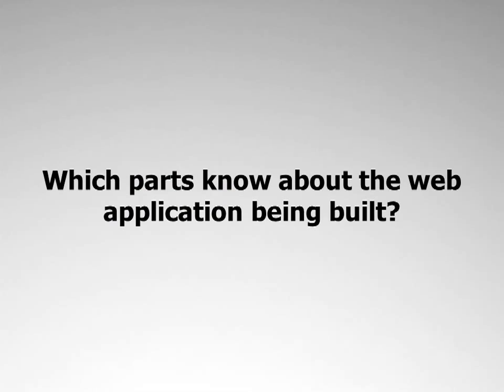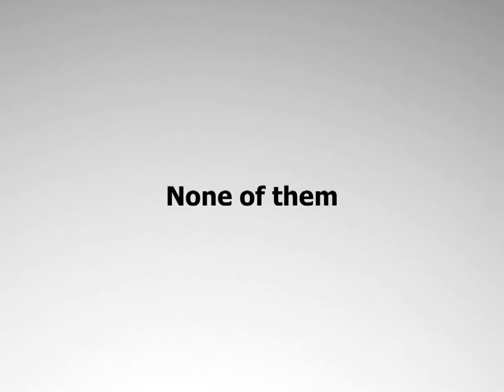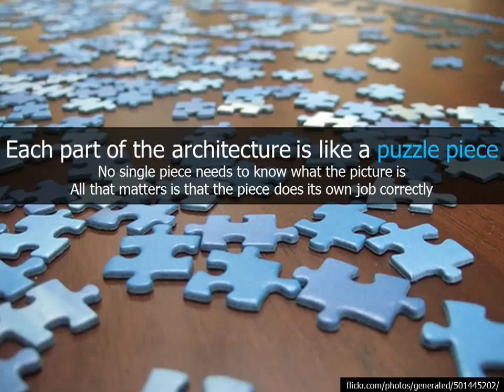So which parts of this application actually know about the web application being built? None of them do. It's not important. You should think about these as pieces of a puzzle. Right? Puzzle pieces themselves have no idea what the picture is when it's put together. Right? And it doesn't really matter, because as long as the puzzle piece is in the right shape, then it's doing its job. And the parts of this architecture are the same way, in that every little piece of this is just a puzzle piece. Just a puzzle piece. And so what is a module's job?